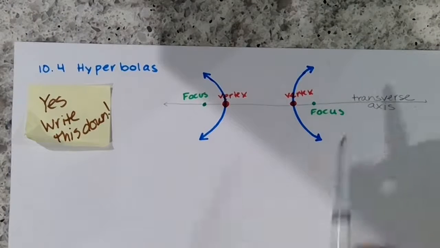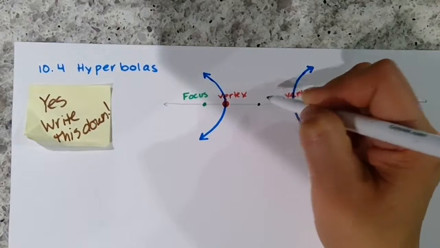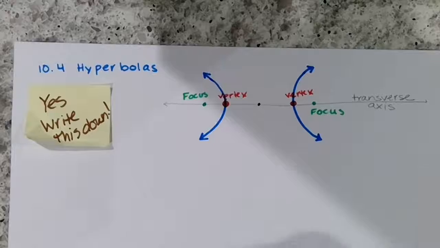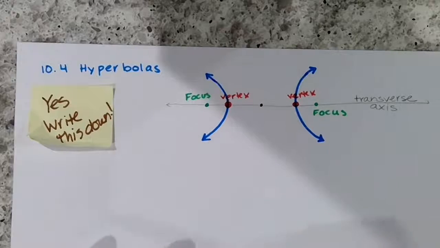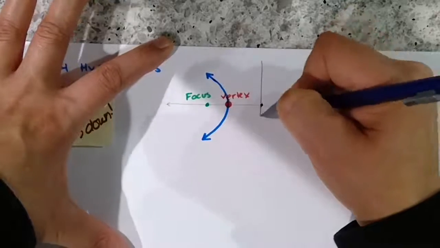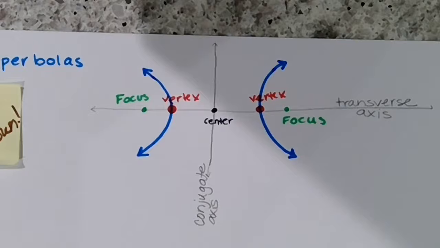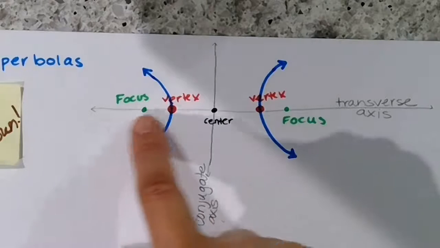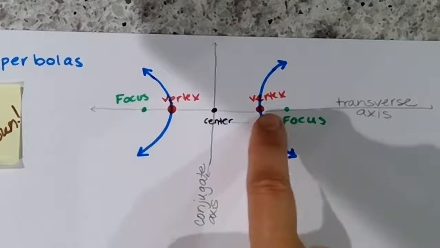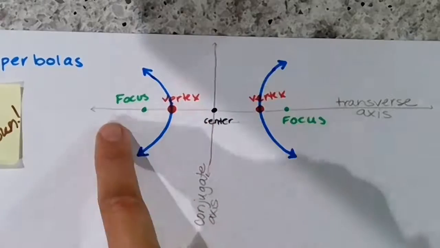And along your transverse axis, of course, you would have your center, and we'll show you how to find that later. So that's your center, and you have an axis perpendicular to the transverse axis, which is called the conjugate axis. So the transverse axis goes through the two vertices. The conjugate axis is perpendicular to this.